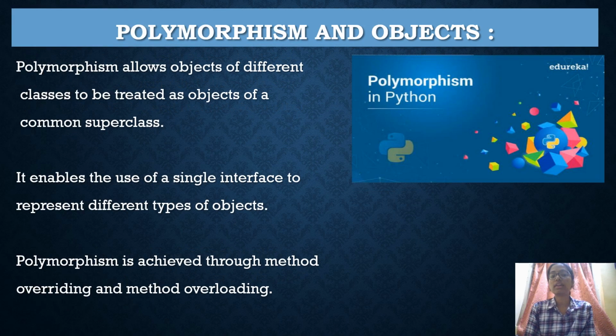So now let's know about polymorphism and objects. Polymorphism allows objects of different classes to be treated as objects of a common superclass. It enables the use of a single interface to represent different types of objects. Polymorphism is achieved through method overriding and method overloading.